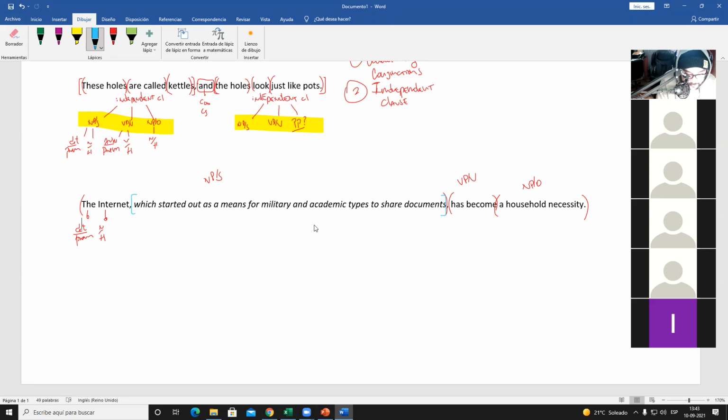As in every single clause, there are phrases inside of it. So I think started out is a verb phrase, which is followed by the noun phrase. Started out as what? As a means for military and academic types to share documents. And here I have a clause inside of a clause, right? That's my subordinating conjunction. As a means for military and academic types to share documents, I believe. Well, the important thing with this example is the fact that dependent clauses are connected, linked or combined with independent clauses, but also with other dependent clauses.